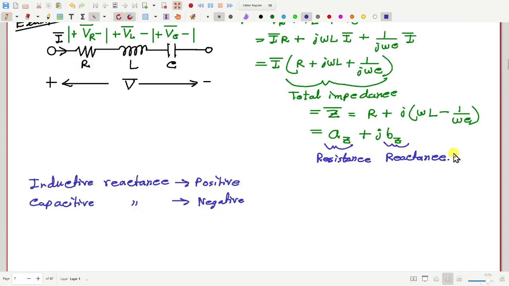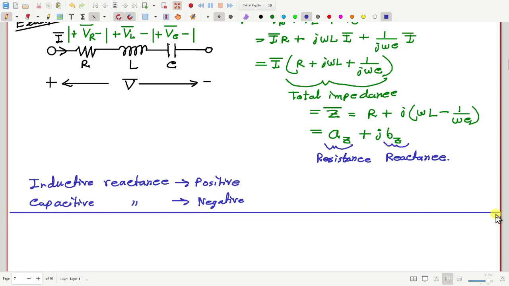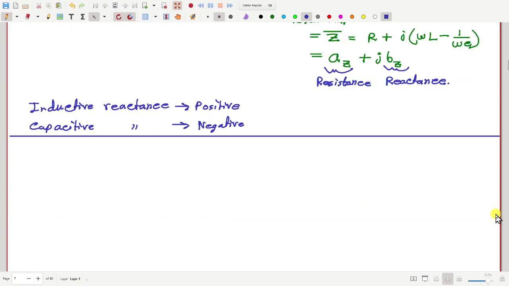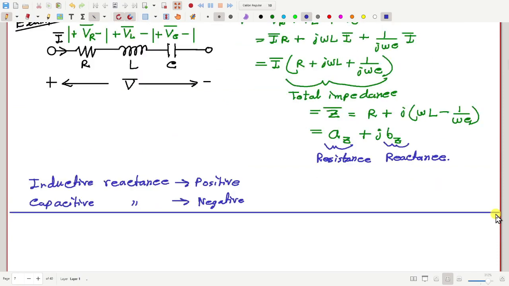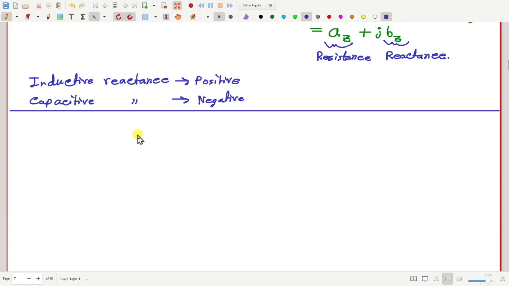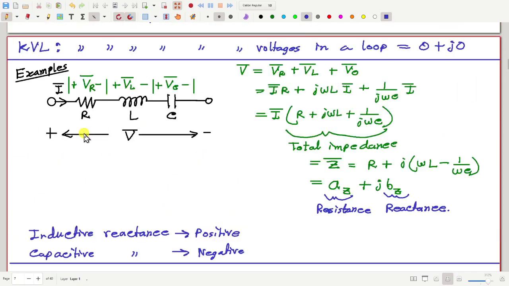Now we can represent these things pictorially. Suppose, so we saw that. Sir, can you explain this, like positive and negative for inductive and capacitive reactance? What is meant by that?